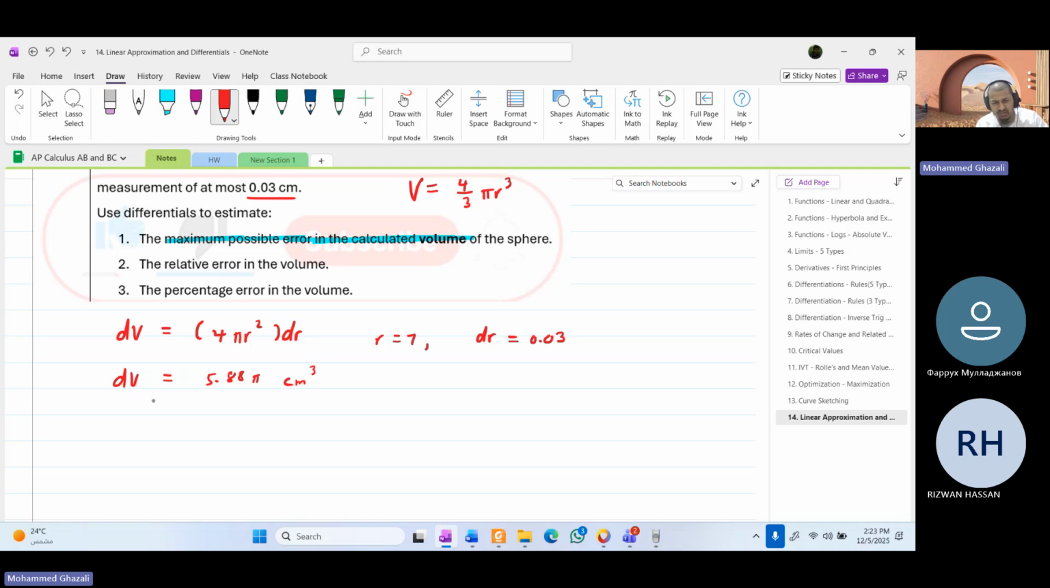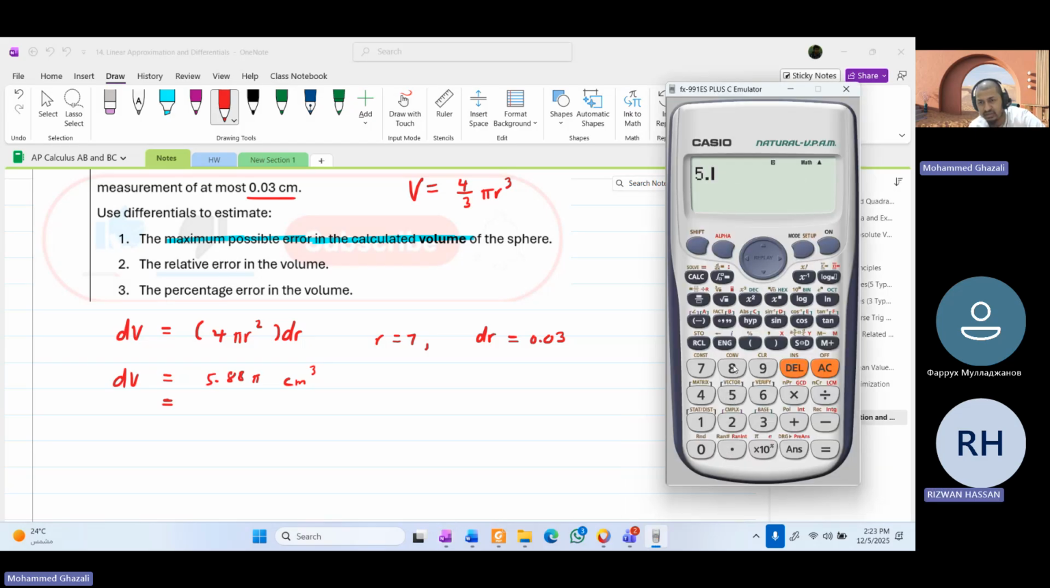But let's work it out not in terms of pi now, because it does make sense. Let's multiply it by pi. Use pi on the calculator like how you were doing it. 5.88 times shift pi. I'm getting 18.47. 18.4725648.